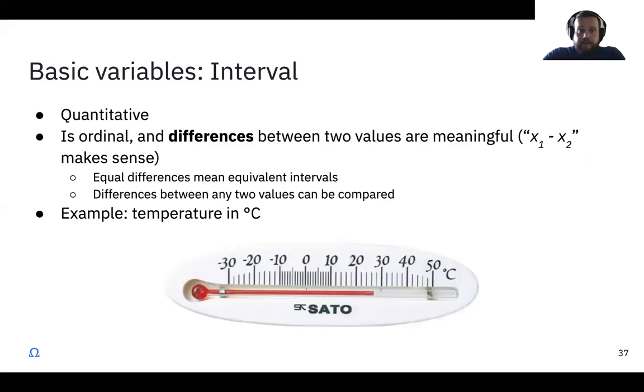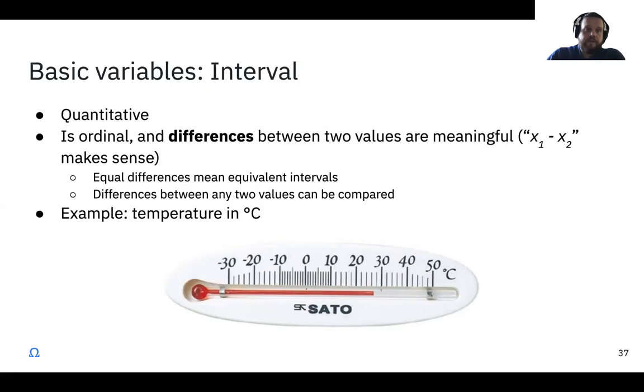The next type of variable is the interval variable. Those are already quantitative, so those start behaving like real numbers. Interval variables are ordinal, so you can compare any two values, and also differences between two values are meaningful. So x1 minus x2 makes sense. This also has the consequence of equal differences, meaning equivalent intervals, and that you can compare differences between any two values meaningfully. A prime example of an interval variable is temperature in degrees Celsius.